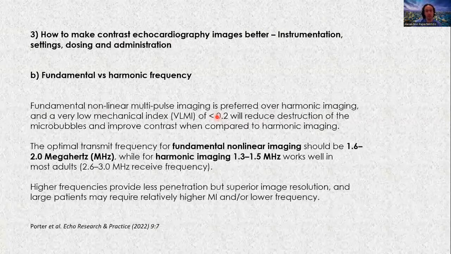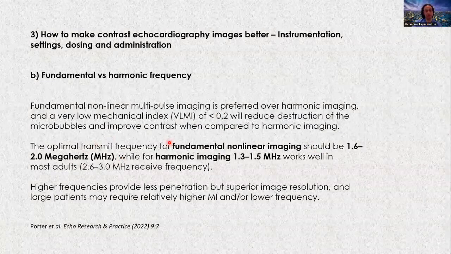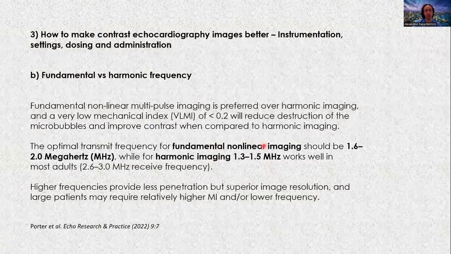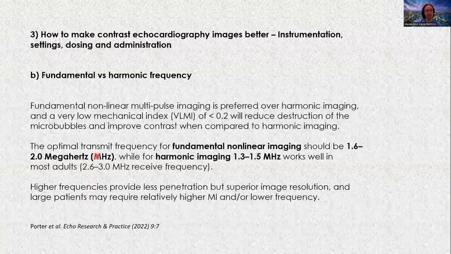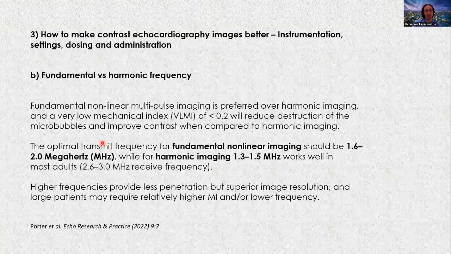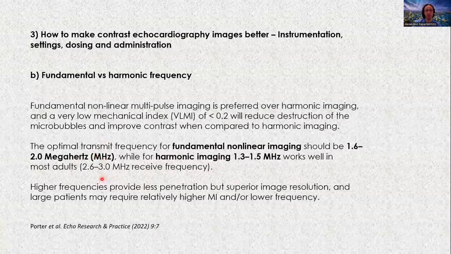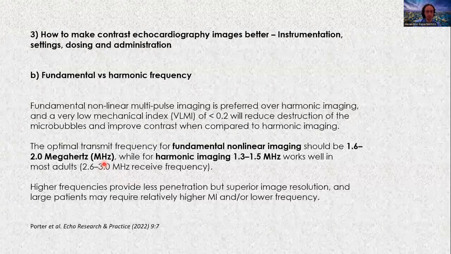When we are talking about fundamental nonlinear imaging, the optimal transmit frequency should be 1.6 to 2 megahertz. And when we're talking about harmonic imaging, it should be 1.3 to 1.5. But because we also receive the second harmonic, that should be 2.6 to 3 megahertz. Don't forget that the frequency plays a role in penetration and also resolution. So don't hesitate to change the frequency depending on whether you want to achieve better penetration or better resolution.